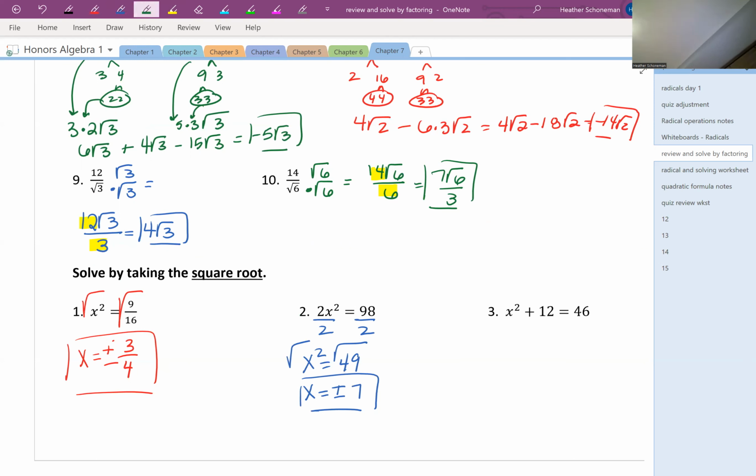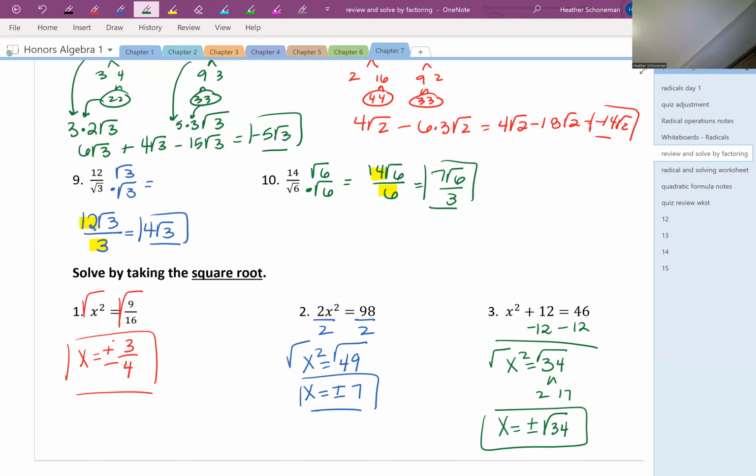Okay, number 3, we got to solve for x, but we got to get it by itself first. So I'm going to subtract 12 from both sides. So I get x squared equals 34. Take the square root of both sides. Now, 34, we want to simplify. We get 2 and 17. But I don't have any pairs. That means it's not going to simplify any further. So my final answer is x is going to be plus or minus the square root of 34. You can't remove the radical because we haven't taken the square root yet.